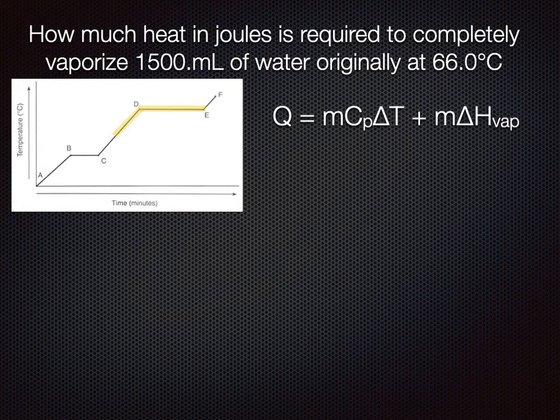So we need a temperature calculation, mCp delta T, and we need a heat of phase change calculation, m delta H of vaporization. So you might take a second here, pause the video, set up your equation, see if you can calculate an answer here. Be sure to pay close attention to your sig digs, and when you come back, we'll work through the problem.